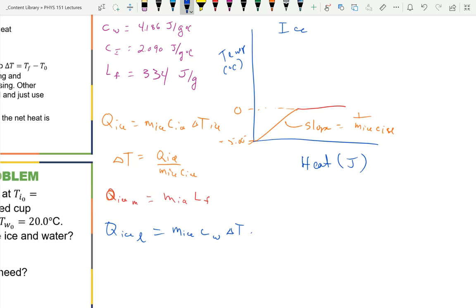And I'll call this delta T. I'll just call it delta T 3 so that we don't confuse it with the delta T of the ice. And so that's going to look something like this, with the slope equal to 1 over M ice C water. So that's what's going on if we look at just the ice. We have 3 heat equations for the ice: 1 heating up to 0, 1 melting, and then 1 heating up beyond 0.